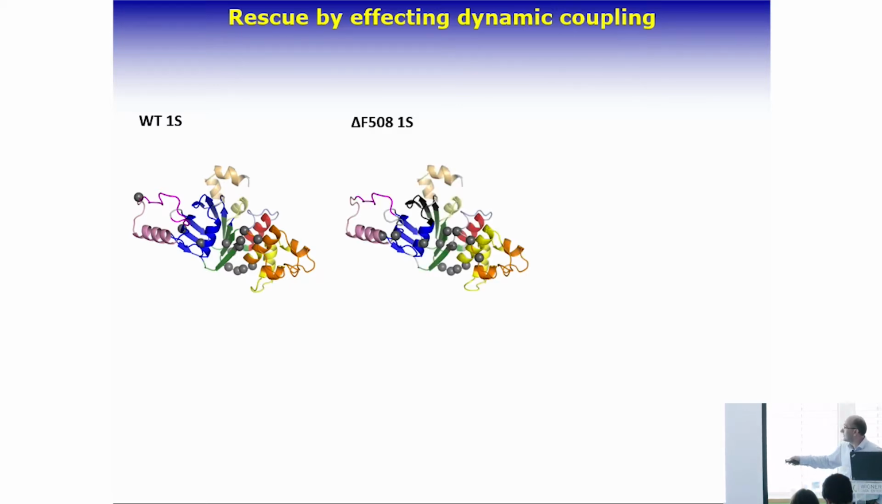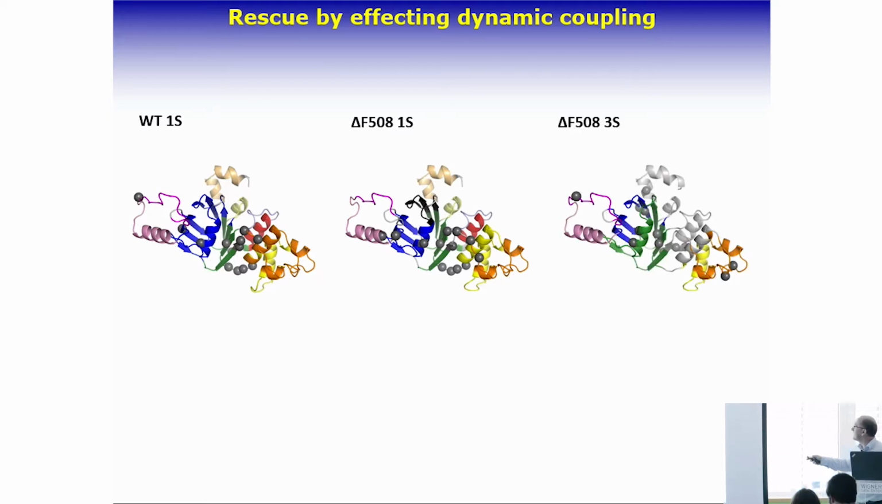And most of them are located in two loops which reside between two domains. This one is the so-called beta subdomain, and this is the alpha helical subdomain, and this is one loop, and this is the other loop. And it was a very interesting observation that in the rescue mutant protein, these amino acids in these loops are not central anymore in the motion graph.